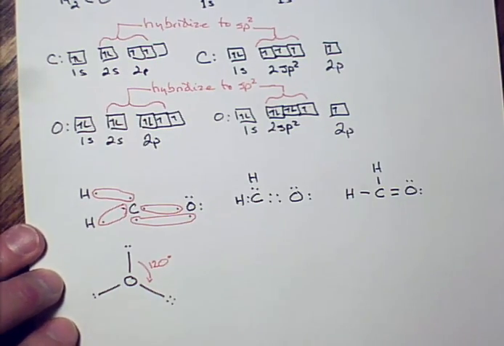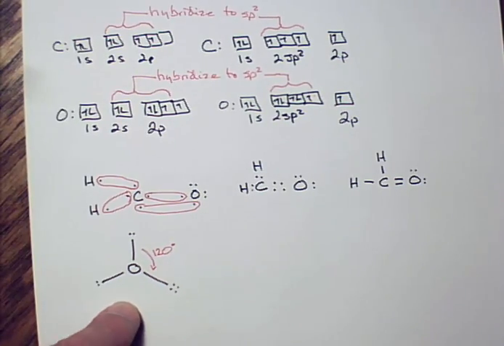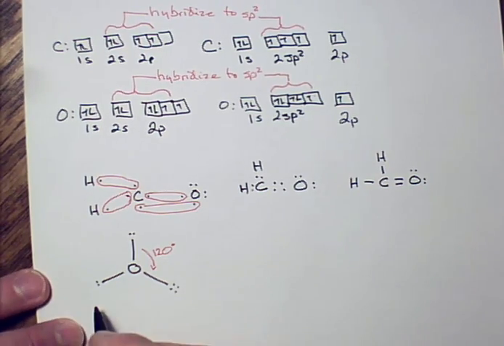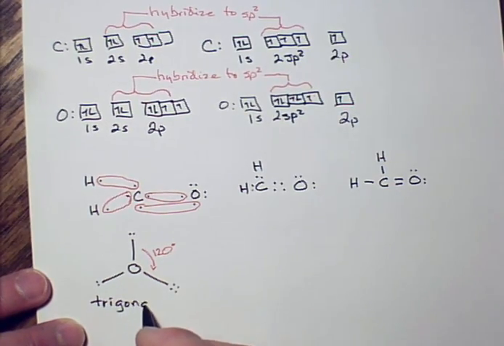Okay. And this is what we call our electron pair shape, but it's not a tetrahedral. Okay, we will call this trigonal planar. Trigonal planar. And that's an electron pair shape.